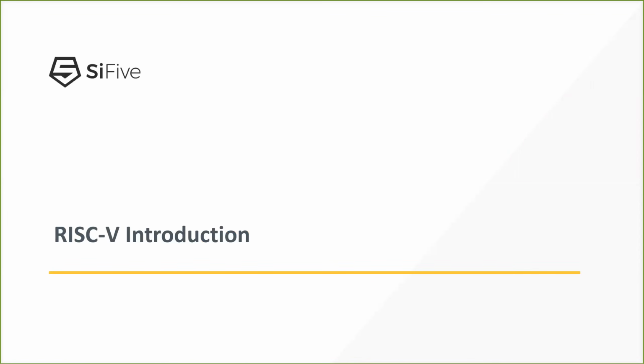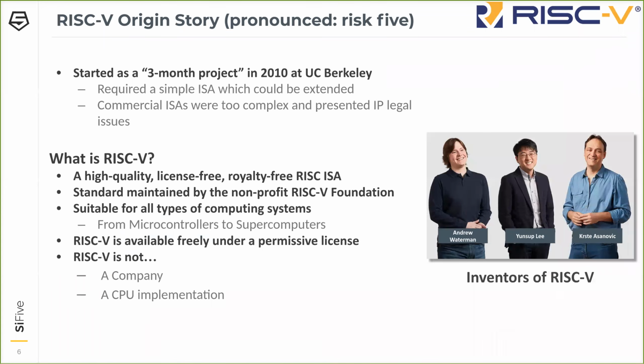We'll start off with an introduction to RISC-V. First off, it is pronounced RISC-five, and it started as a 3-month project in 2010 at the University of California, Berkeley. 2 graduate students, Andrew Waterman and Yunsup Lee, and their professor, Krste Asanovic, needed a simple instruction set architecture which could easily be extended. They found that the commercial instruction set architectures were too complex and also presented IP legal issues.